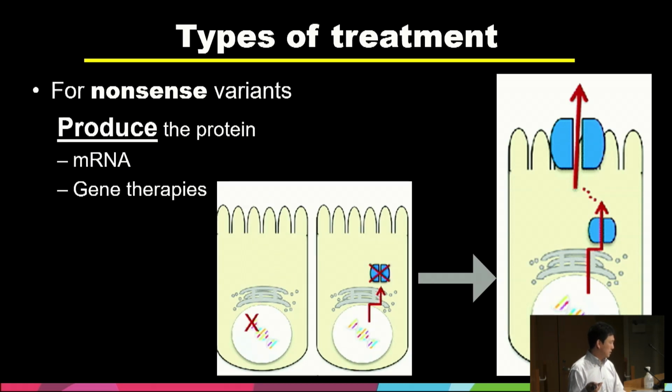For nonsense variant, you don't have a protein, so you have to make a protein. So that's why you need messenger RNA therapy or gene therapies. Those are the most feasible, suitable treatment options.